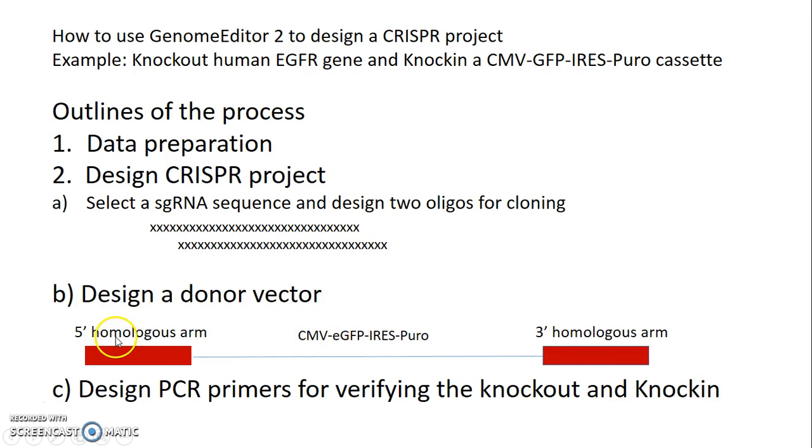Here are two homologous arms flanking a pre-designed cassette, which is the CMV EGFP IRES Puro cassette. After we design the donor vector, we need to design PCR primers to verify the knockout and the knock-in.